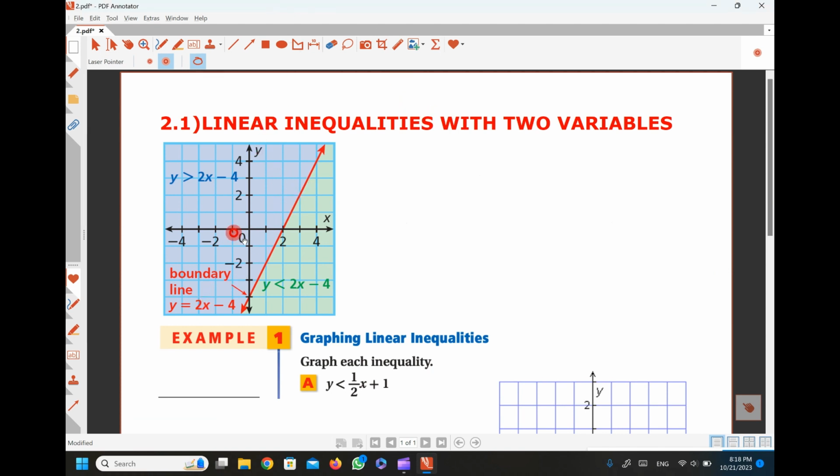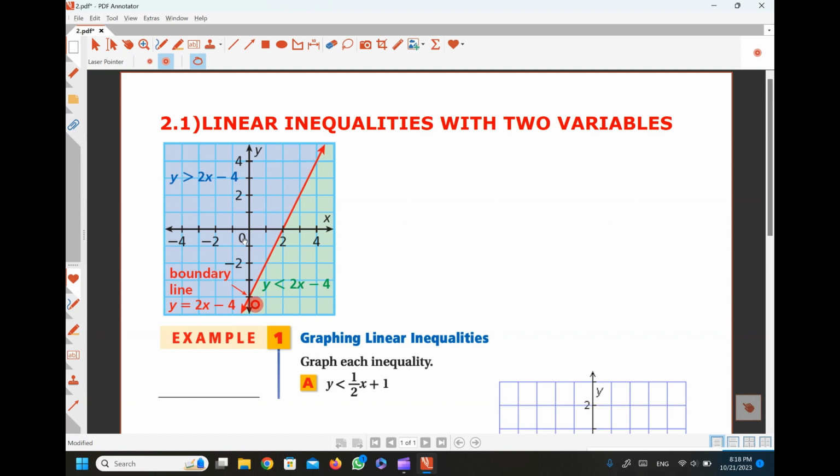So let's take a look at the first given figure. In this given figure, the equation is given as y equals 2x minus 4. So you have to find the boundary line first. You can remember how to do so from previous years. You were finding the x-intercept, plotting the point on the x-axis. You were finding the y-intercept and plotting the point on the y-axis and connecting them by using a line. This is how you find the boundary line.